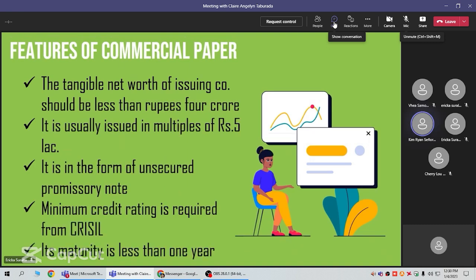The tangible net worth of the issuing company should not be less than rupees 4 crore. It is usually issued in multiples of Rs 5 lakh. It is a form of unsecured promissory note. Minimum credit rating is required from CRISIL. Its maturity is less than 1 year.